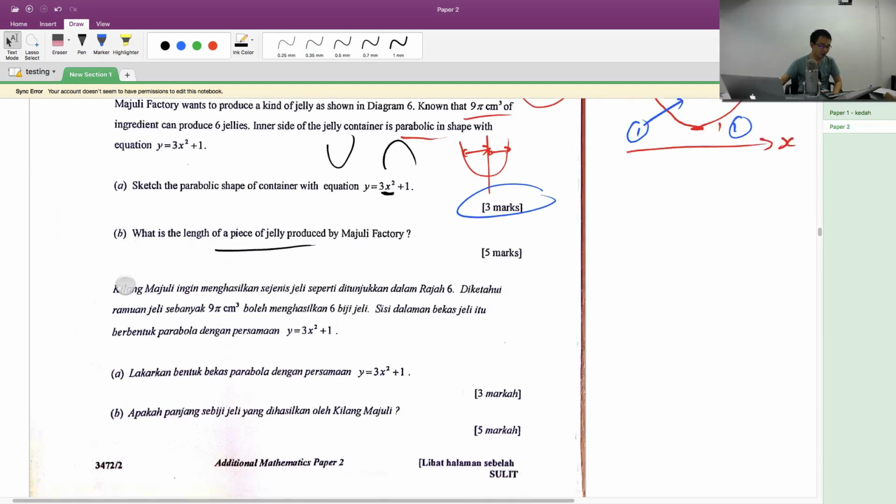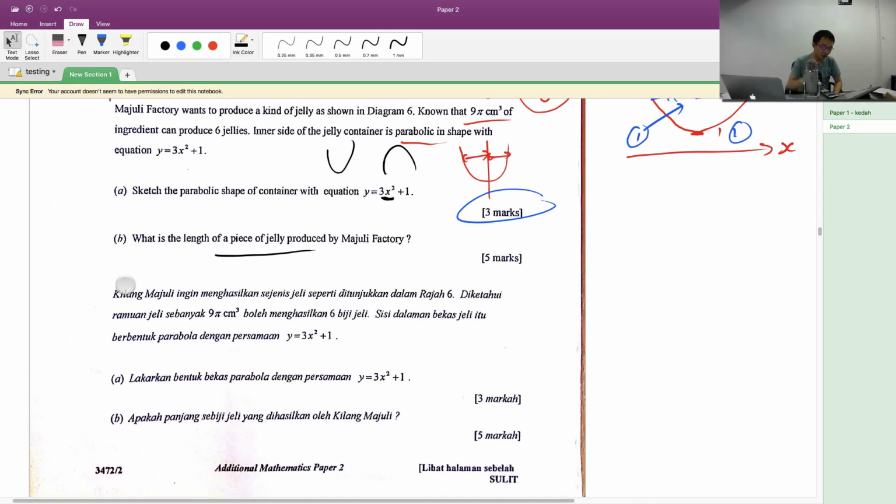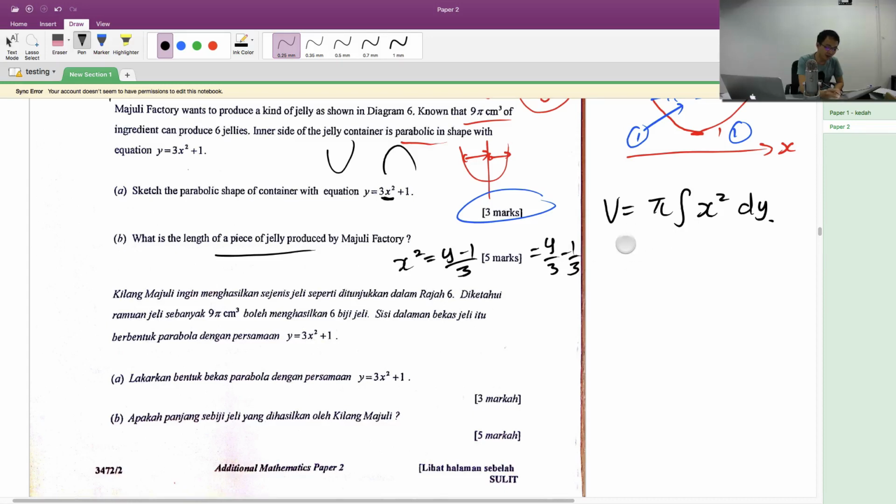So I will use the equation to find the volume. Volume equals pi x squared dy. I want to make x squared the subject. So x squared equals y minus 1 over 3. This one I can call y over 3 minus 1 over 3. So therefore, I know my volume is 9 pi over 6.